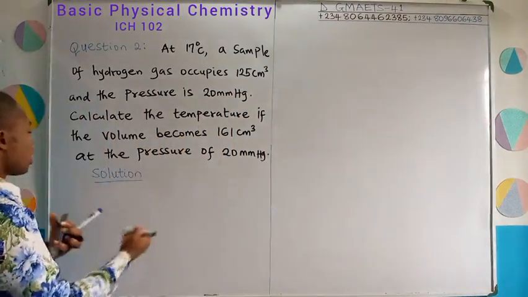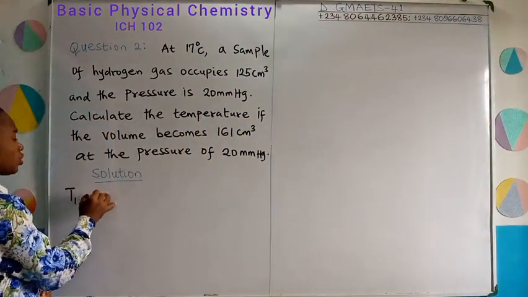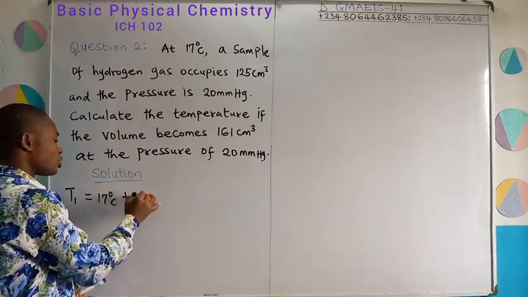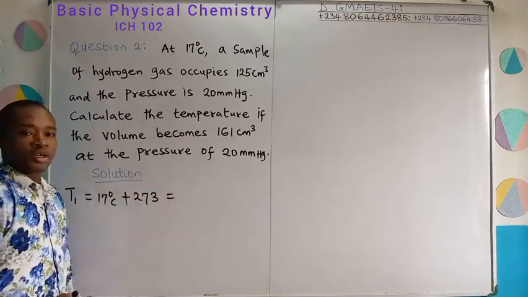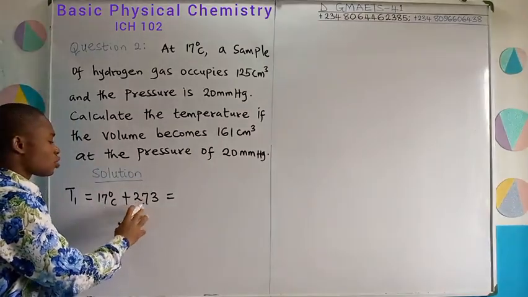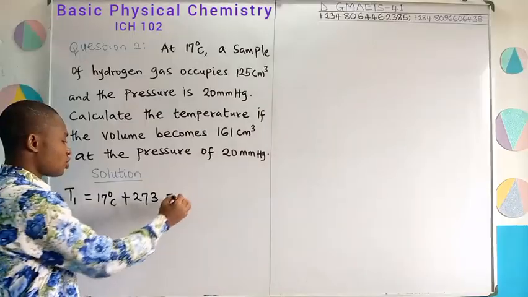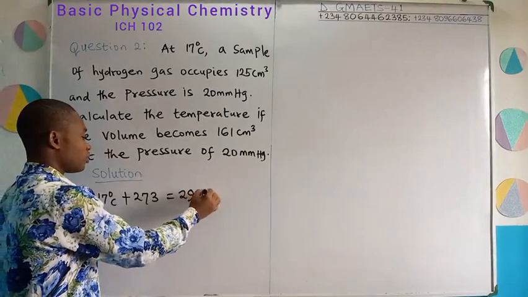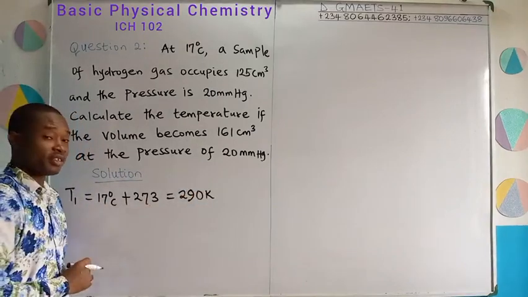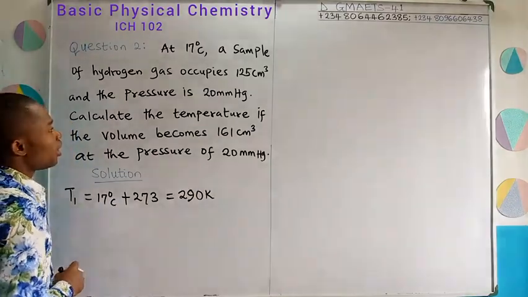Declaring the data given to us, T1 is equal to 17 degrees Celsius, which of course you have to add 273 to it to convert to Kelvin. 17 degrees Celsius plus 273, okay, 290 Kelvin. Add 17 to 273. Okay, now we proceed.